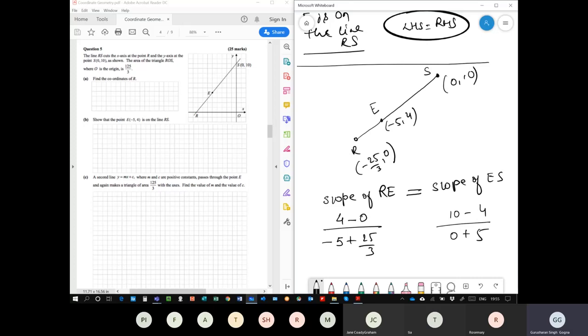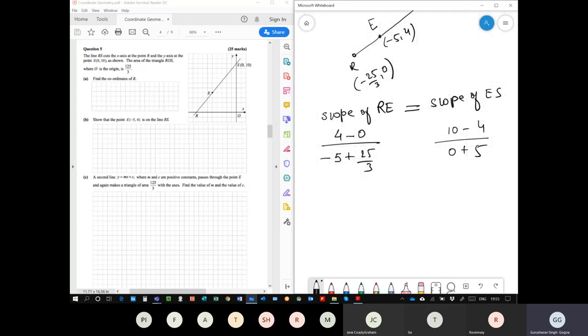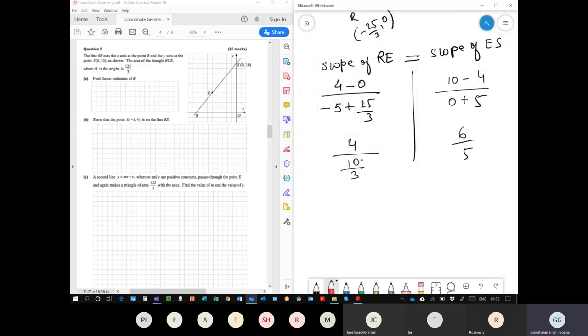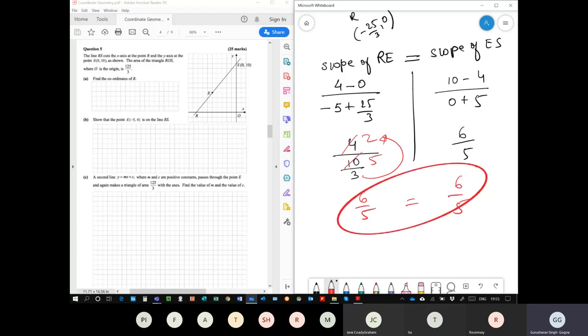So let us simplify. Let's see what we get. So 4 minus 0 is 4, and minus 5 plus 25 over 3 will give you 10 over 3. This is 6 over 5. Okay, so 2 2s are 4, 2 5s are 10, and this 3 will be multiplied on the top. So 6 over 5, 6 over 5. Okay, so you got the same slope. It means E is on this line.